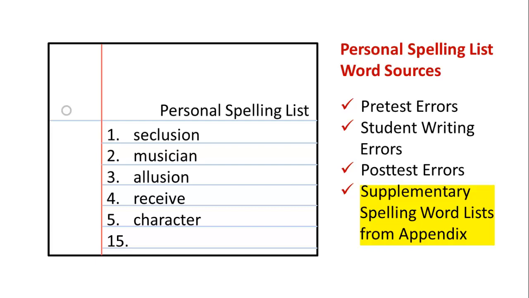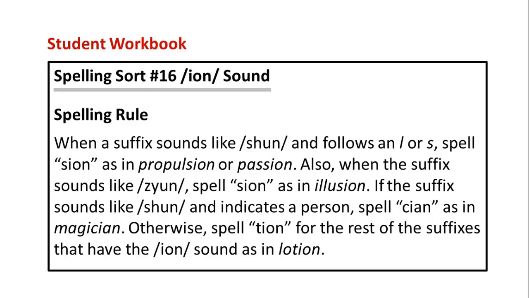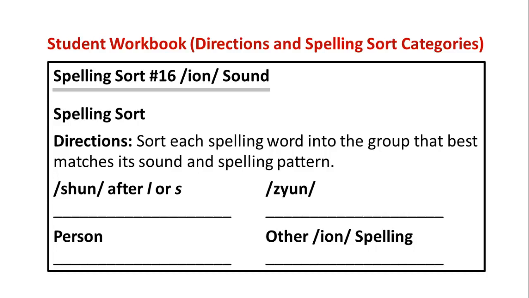The Spelling Appendix provides extensive resources to support the program, including spelling proofreading strategies, syllable and accent rules, supplemental word lists, and spelling pattern review games. On the next class day, direct students to open their student workbooks to the weekly spelling sort. Read and briefly explain the spelling rule, or spelling focus, the directions, and each of the spelling sort categories.